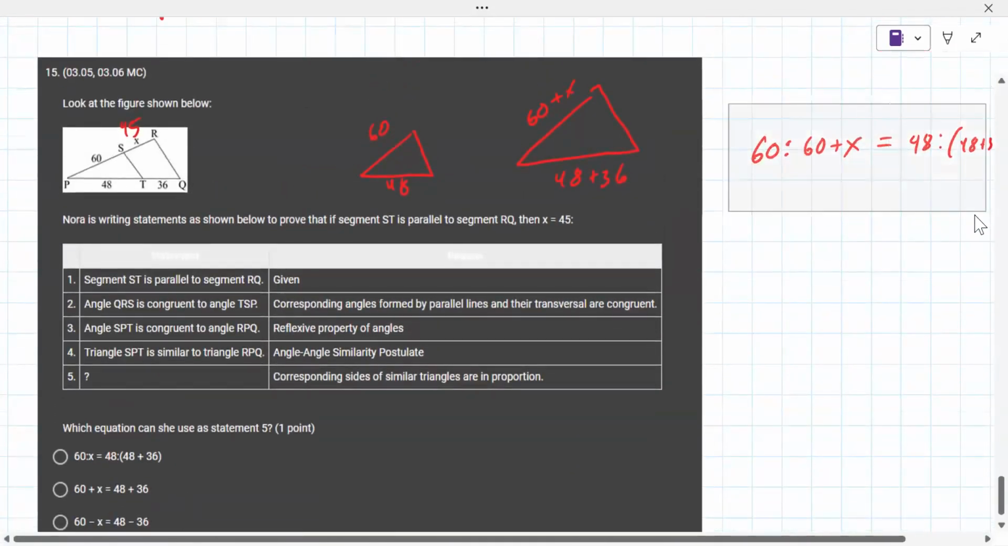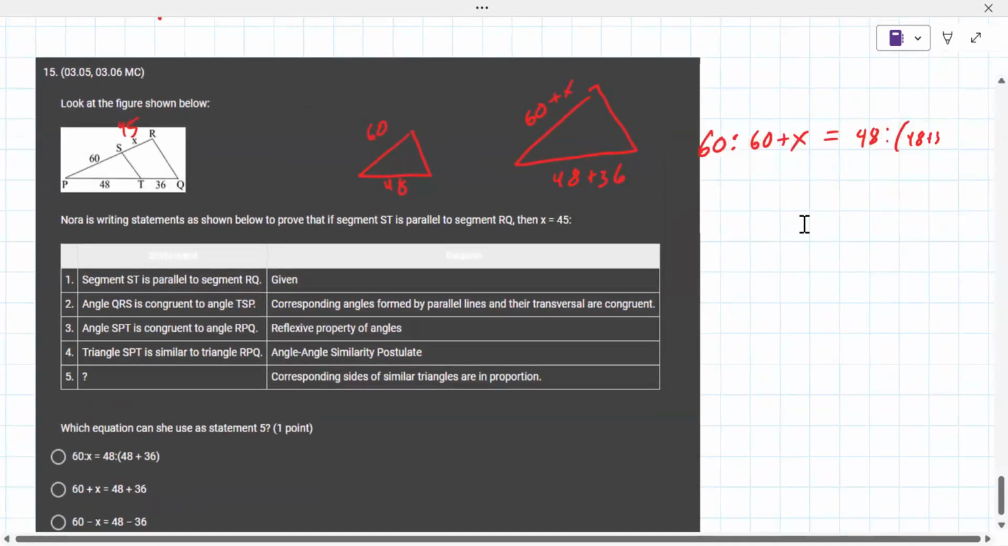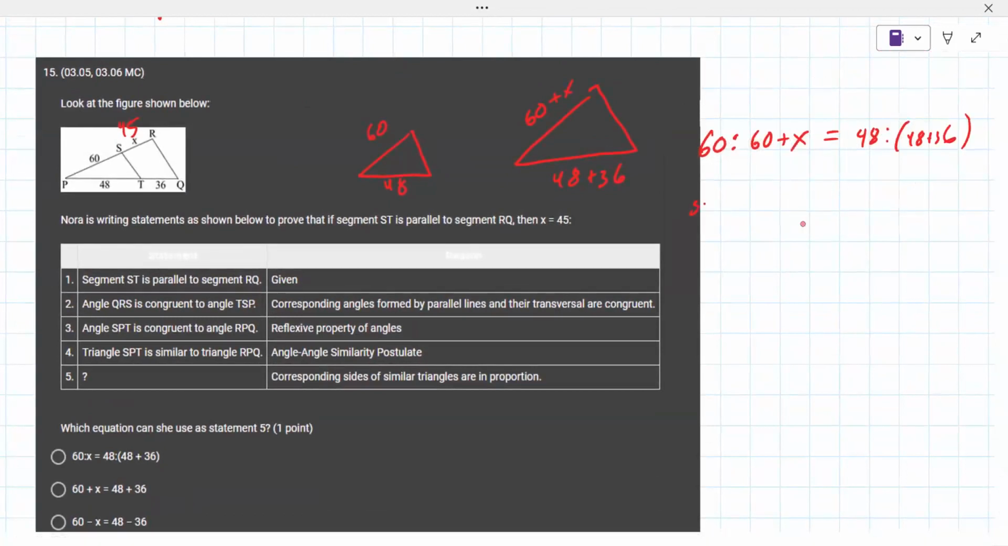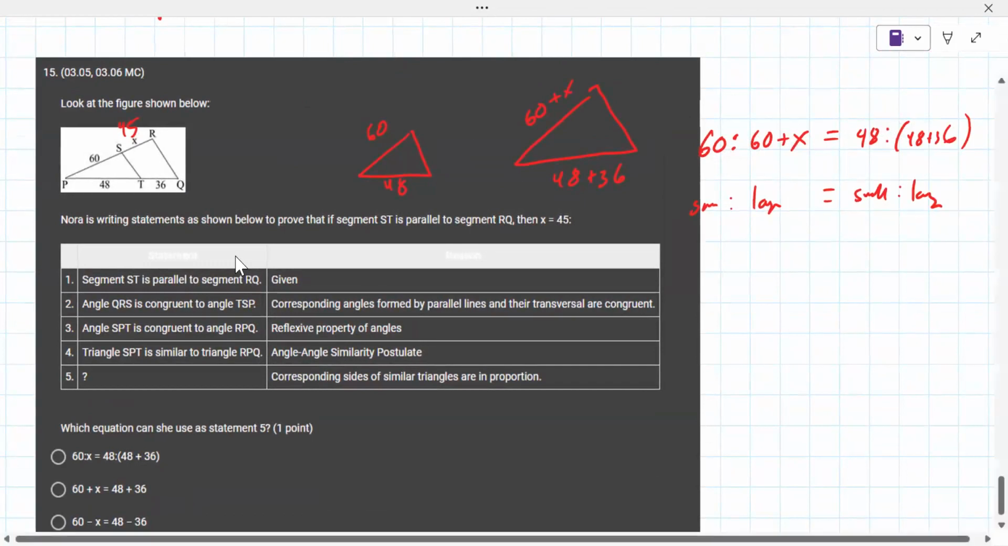It's like the part to the whole kind of thing. Smaller to the larger equals smaller to the larger. Would it be the bottom one? Yeah. Yeah, that's it.